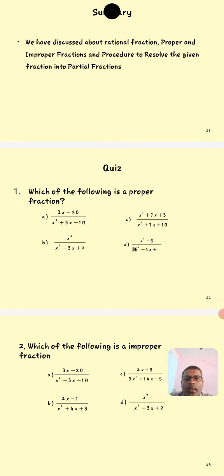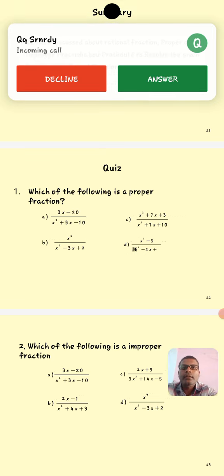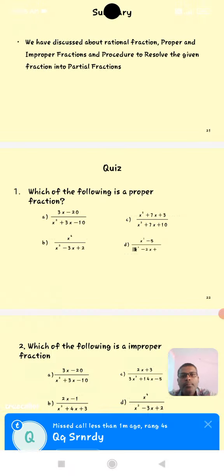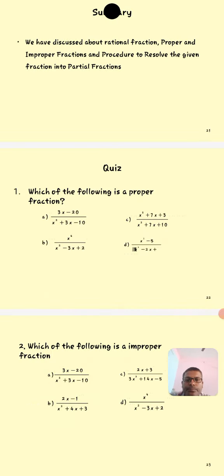Which of the following is an improper fraction? A is (3x − 20)/(x² + 3x − 20), and B is (2x − 1)/(x² + 4x + 3). C is (2x + 3)/(3x² + 14x − 5) and D is x⁴/(x² − 3x + 2).